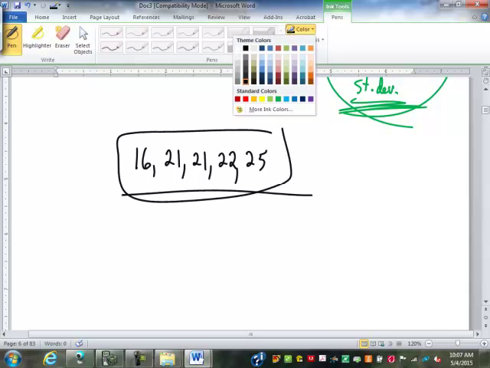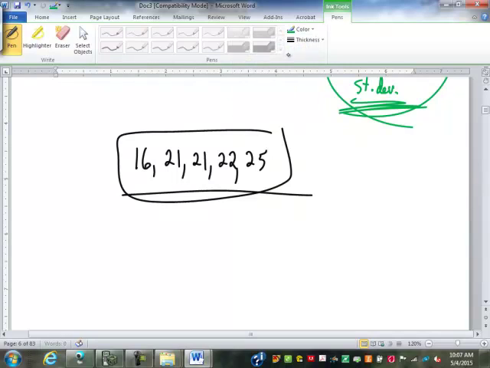So now let's do another set of numbers. I modified this set of numbers just a little bit, and you'll see why in a second. But you guys walk me through the process. Let's find the standard deviation for this set of numbers.